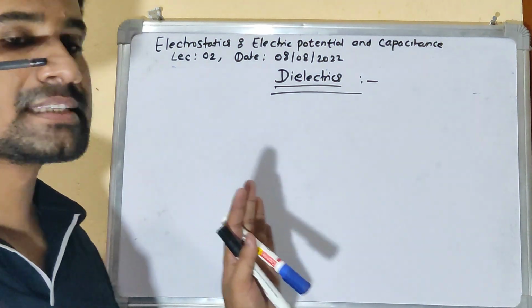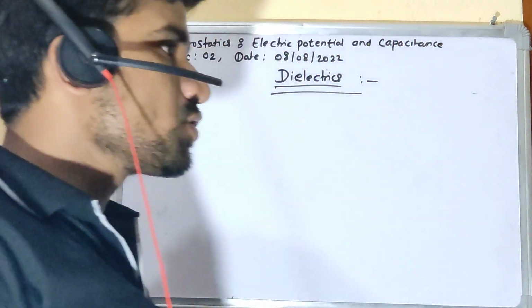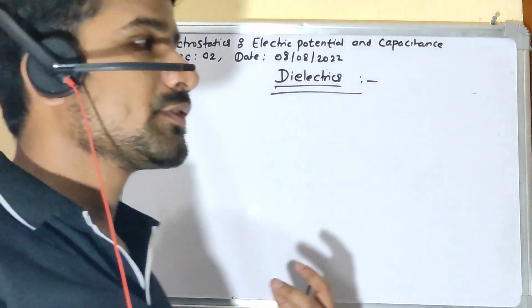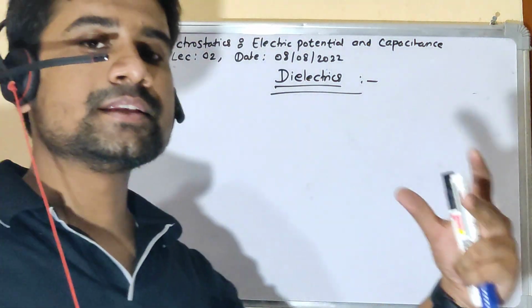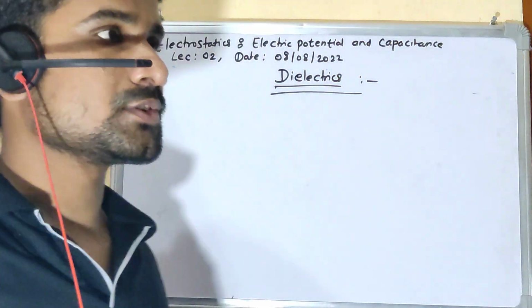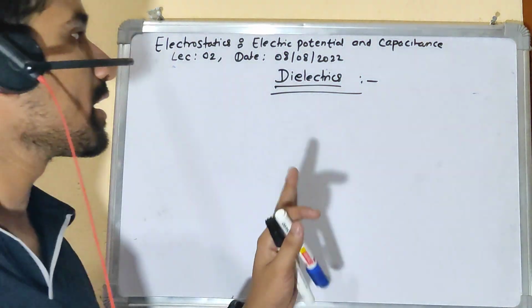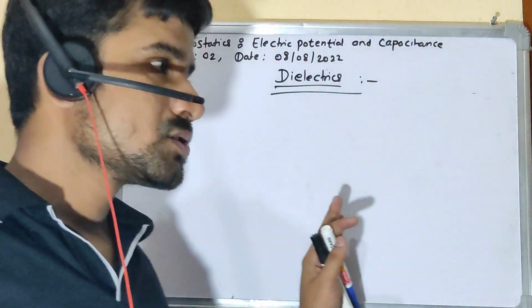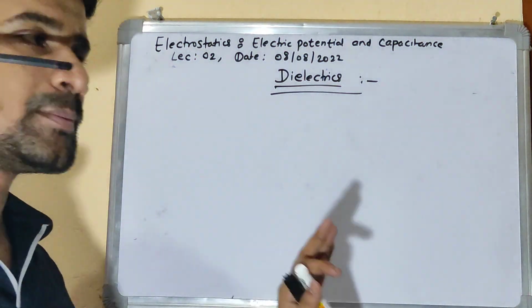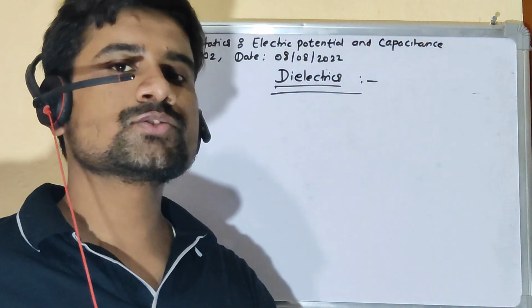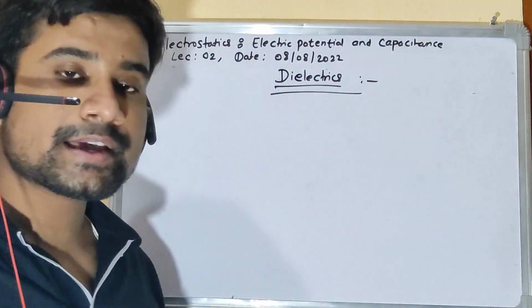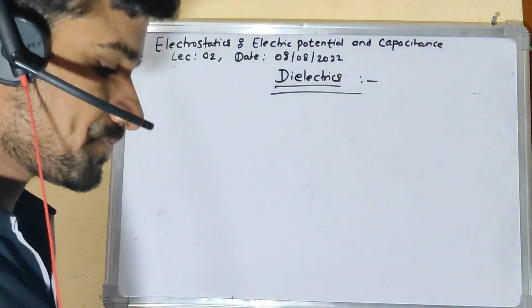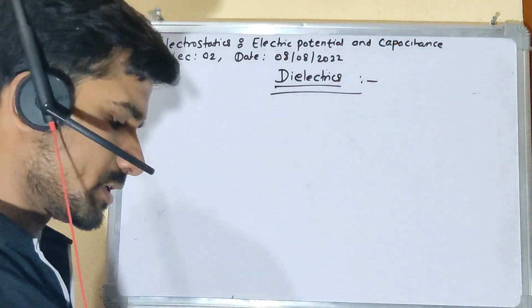So the next topic is dielectrics, right? We discussed that based on conductivity, we have two types of classification of materials: conductors and insulators. But there is one more category, which is dielectric, right? In certain situations it will be an insulator, and in certain situations it may get the behavior of a conductor as well, right? So how is a dielectric different from a conductor? A dielectric is basically an insulator, right?